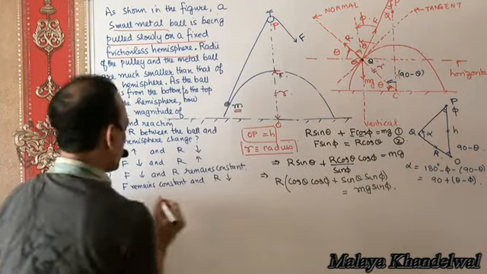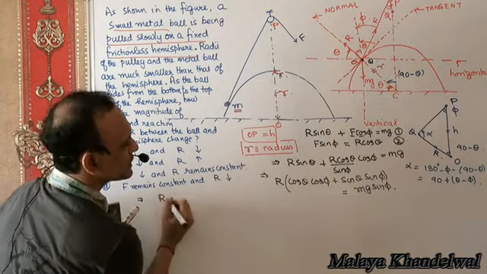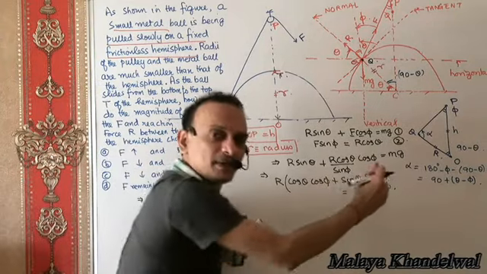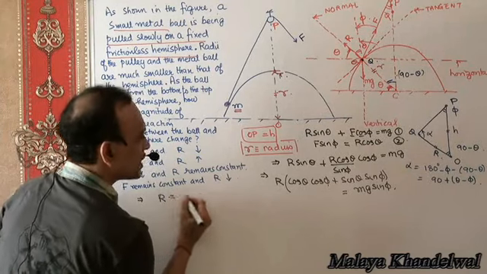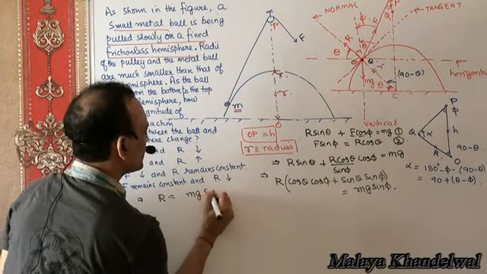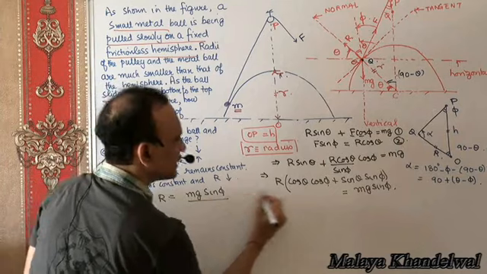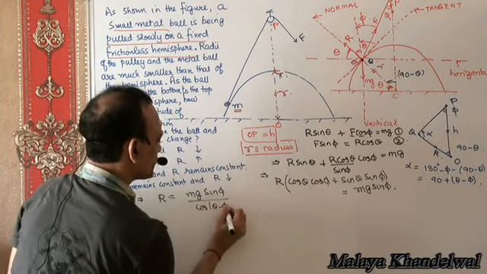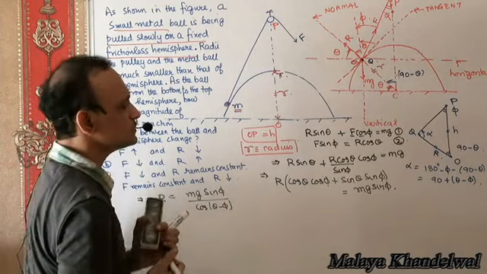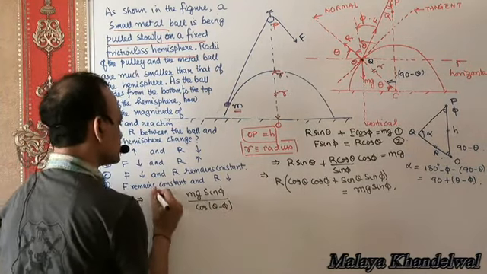What does R turn out to be? Realize cos A cos B plus sin A sin B is cos of A minus B. So this is cos of theta minus phi. So R then becomes mg sin phi divided by cos theta minus phi. Yes or no? So that's as far as R is concerned.